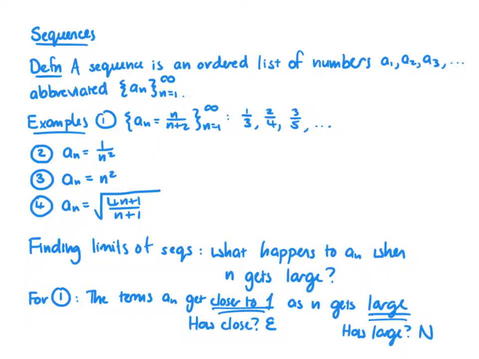When we say the sequence is getting closer to the limit, how close is it getting? That's going to be epsilon. And when we say this happens as n gets large, how large is n getting? That's going to be capital N.